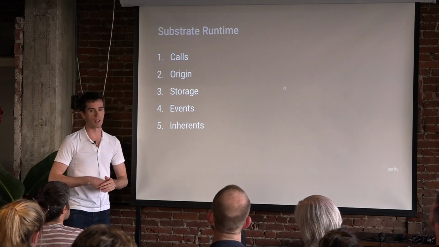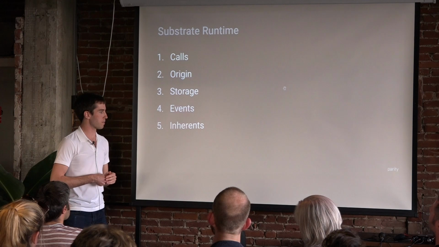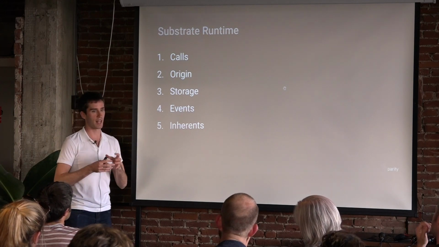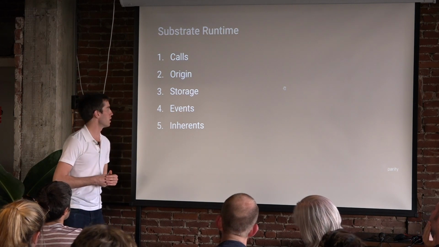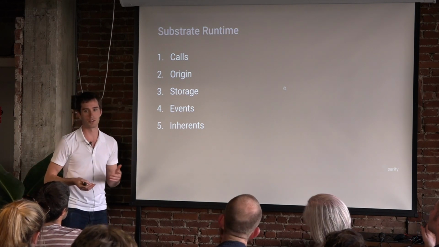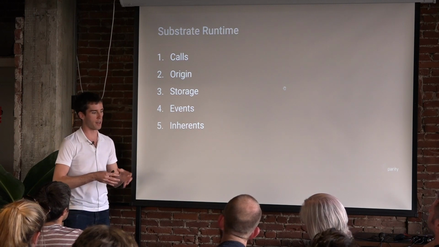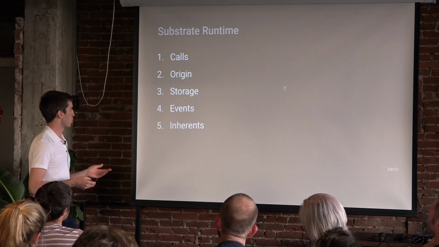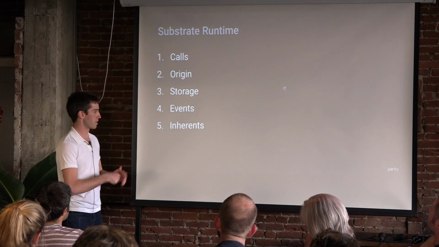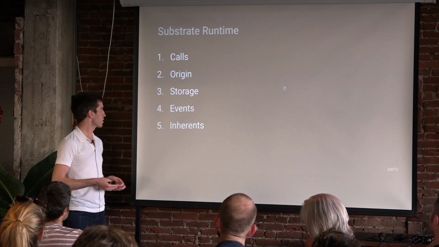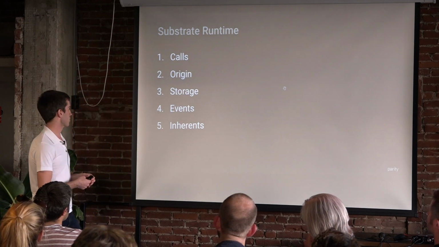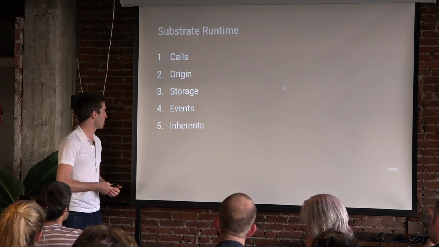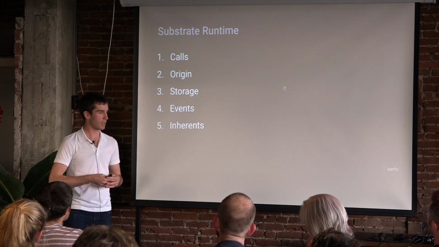Origin carries information about where the call came from. So if an outside user calls something, it automatically has the origin as their account. And then it comes with some privilege too, so you can designate certain accounts as having more privilege than others. And then storage. There's a way to declare what kind of things you want to keep in storage in your runtime. Events. This is how you tell the outside world, hey, something happened. And then inherents, which are just kind of like an oracle.